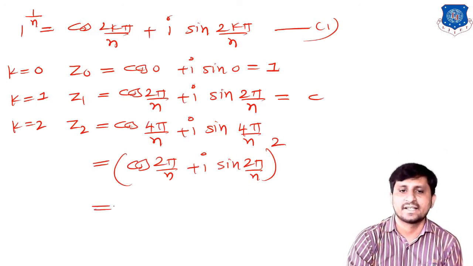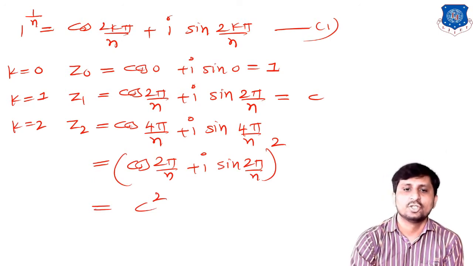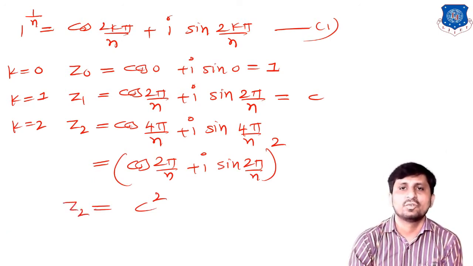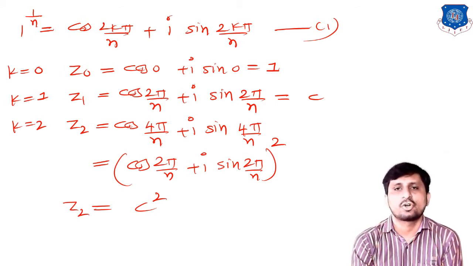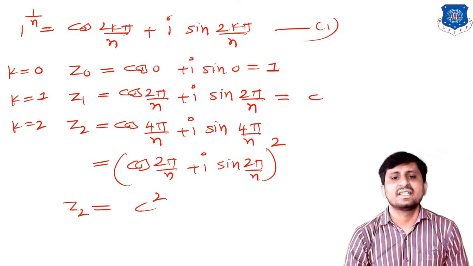Okay, and that is exactly c square using De Moivre's theorem. So the value of z2 is c square. Similarly, if you want to find the value of z3, take k is equal to 3, so that is cos 6 pi by n plus i sin 6 pi by n, that can be written as cos 2 pi by n plus i sin 2 pi by n raised to 3, that is c raised to 3.